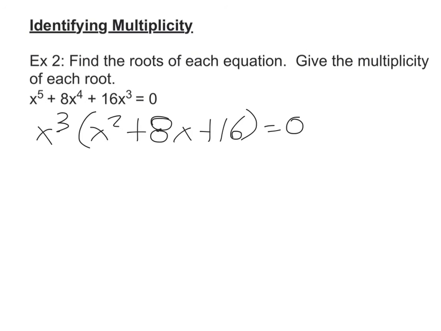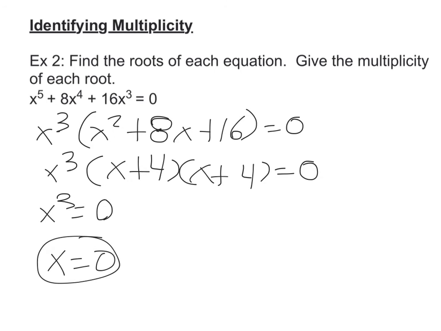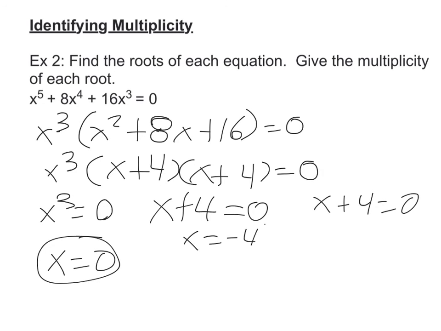Once again, let's see if we can do the reverse FOIL with this. Factors of 16 look like they're going to be 4 and 4. Everything's positive. 4 and 4 will get me 8 as well. So we're good. So once again, x cubed is equal to 0. Therefore, x is going to be 0. And then x plus 4 is equal to 0, so x is going to equal -4.